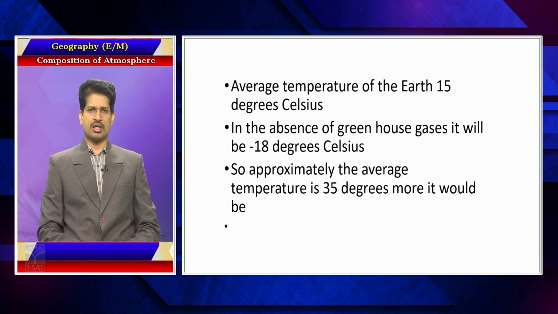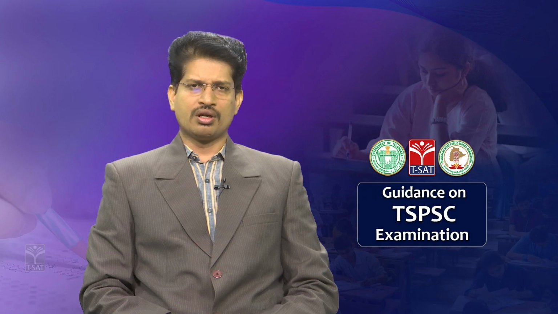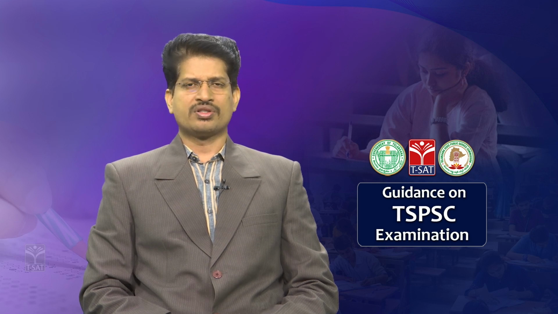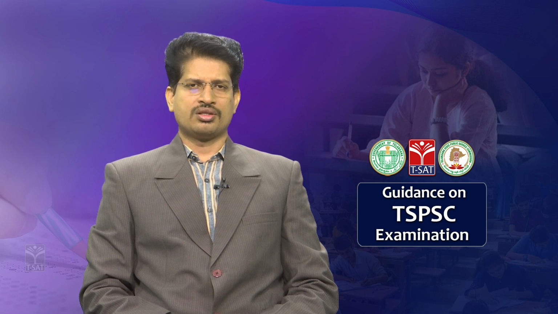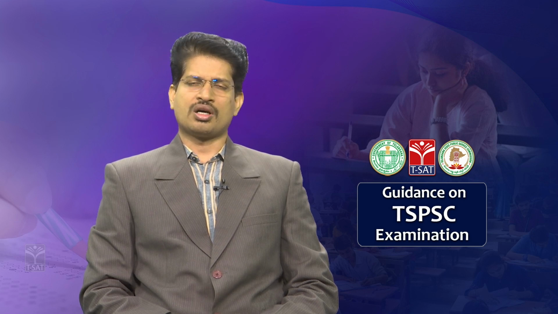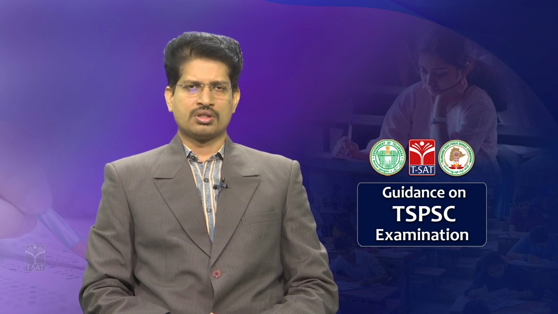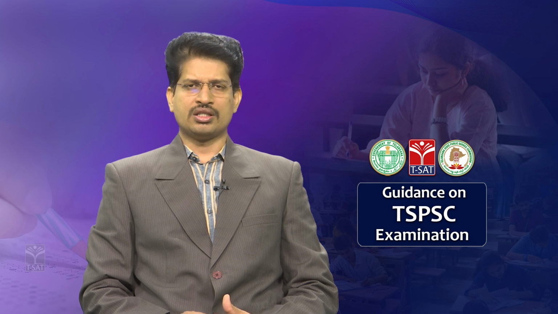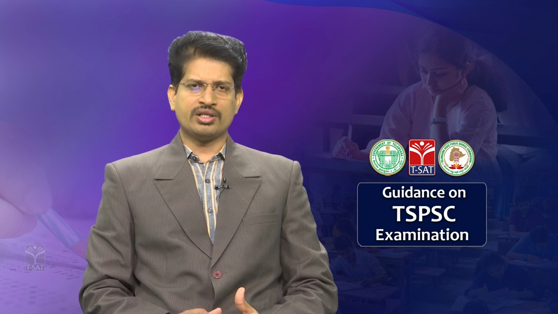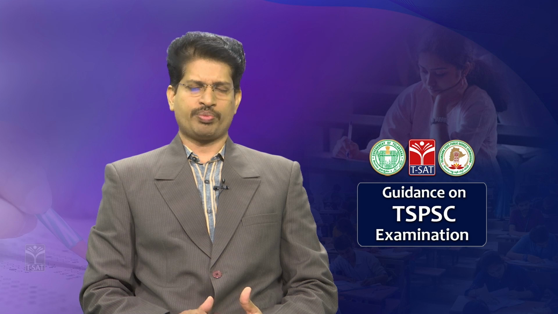These greenhouse gases trap the terrestrial radiation. What do we mean by terrestrial radiation here? For example, the incoming solar radiation strikes the surface of the earth. The light energy is converted into heat energy after striking different topographical features of the earth. This heat energy is radiated back into space.